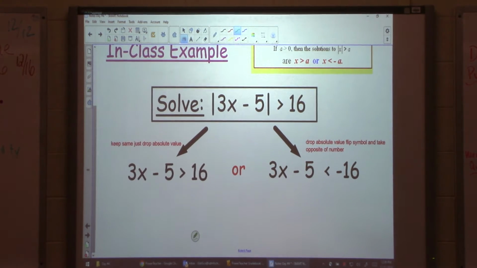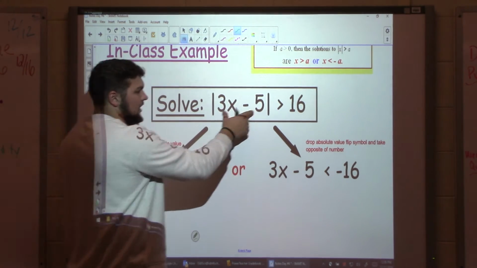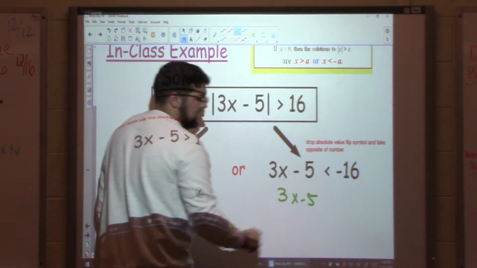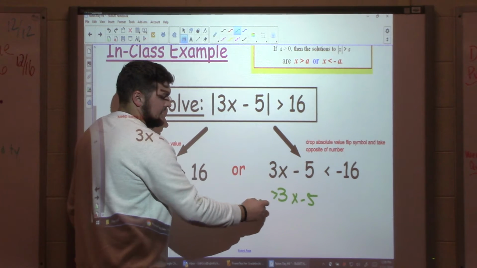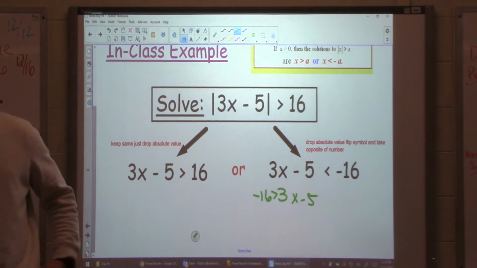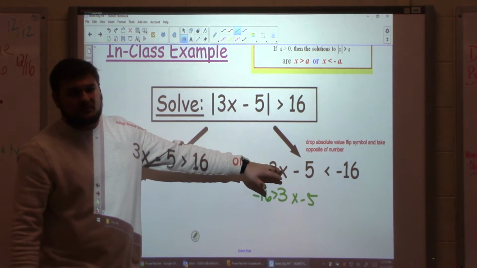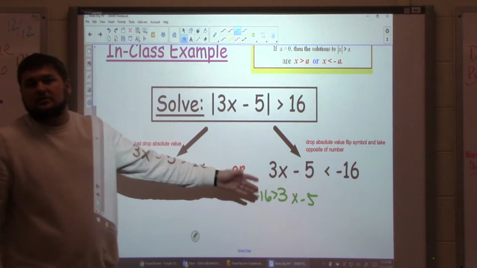Now, there's another way you could write that second part that makes it a little bit easier to remember. You'll always have 3x minus 5, so I'm going to start with that. And if you want, you can keep this symbol the same and just put it on the left side and make it negative 16. Solve it that way. These mean the exact same thing. Now, you may have learned this way already. You're more comfortable doing it that way. You may like this way more. Do it that way. Doesn't matter.